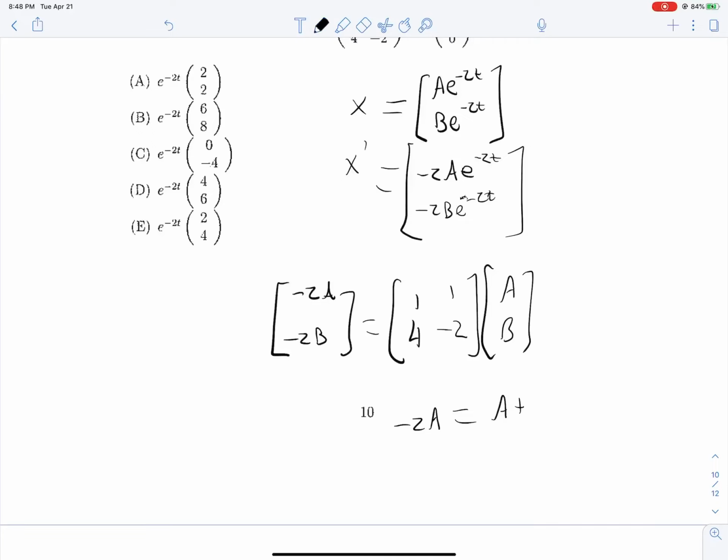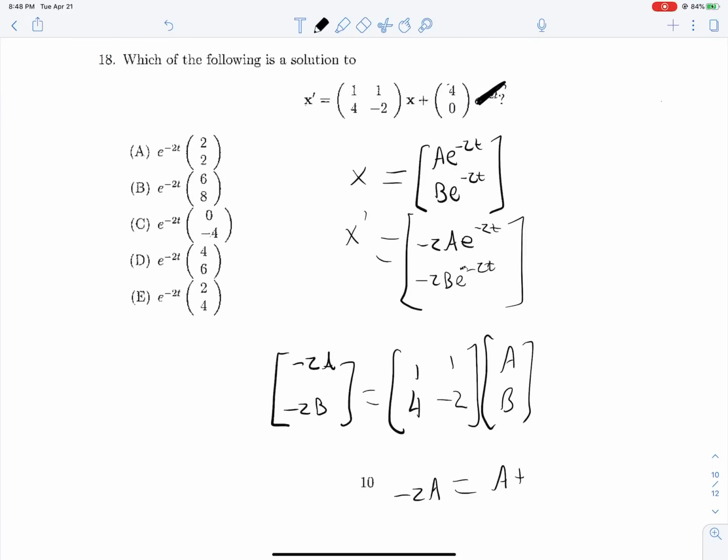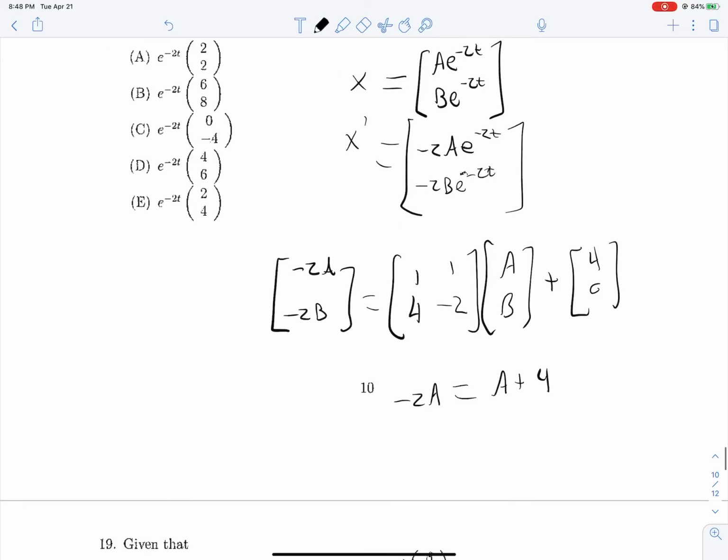Oh, whoops! I forgot to add our (4, 0). There we go. So negative 2a is equal to a plus b plus 4, and then down here negative 2b is equal to 4a minus 2b, and that's it.